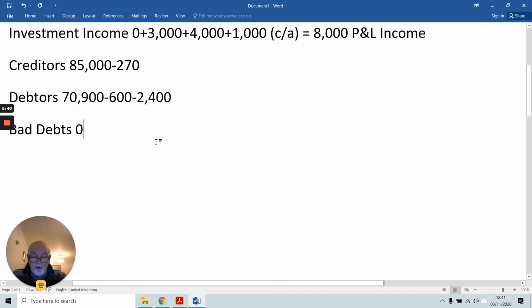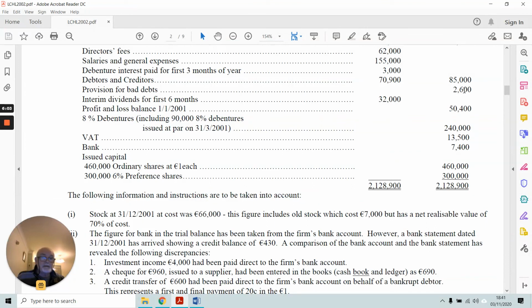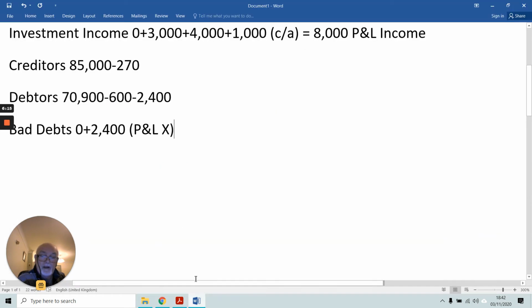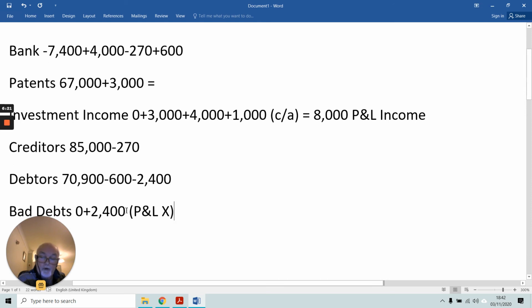And there's our bad debts. No bad debts in the trial balance, and now 2,400 occurring during the year, so that we're going to put that 2,400 into our profit and loss account as an expense. Just to note that there is a reference in the trial balance to provision for bad debts, but that from a final accounts and balance sheet point of view is actually unrelated to the recording of this year's bad debts that we've got to write off, the 2,400 there.